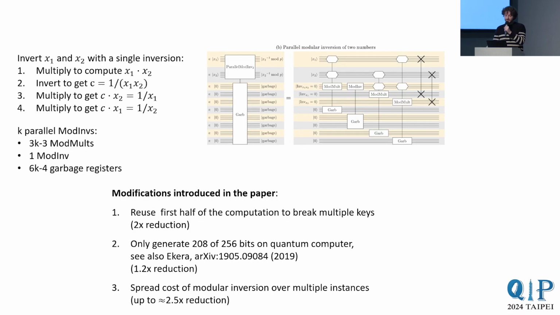The third adjustment is that we can spread the cost of the expensive modular inversion operation over multiple parallel instances of the algorithm. The dominant cost of the quantum algorithm lies in the modular inversion, so computing 1 over x from x. There is a known classical computing trick that if you want to compute 2 inverses of 2 numbers x1 and x2, you can do that with a single inversion by first multiplying the 2 numbers, computing the inverse of the product, 1 over x1 times x2, and then getting 1 over x1 by multiplying with x2 and 1 over x2 by multiplying with x1. You can use the same trick in a quantum circuit, and it also generalizes to more numbers. So asymptotically, you use just 3 multiplications per number to compute an inverse, which can reduce the cost per inversion by up to a factor of 4.